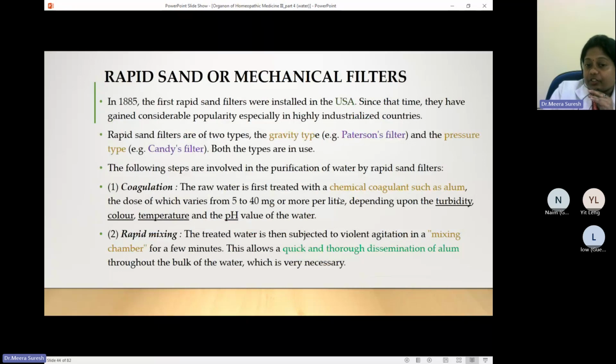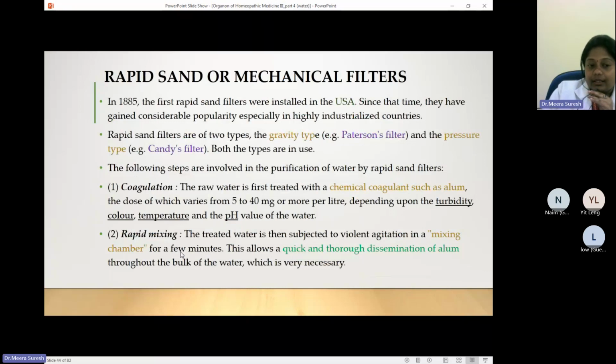The raw water is first treated with alum. The dose can vary from 5 to 40 milligram per liter. You don't have to remember this value, and this value will change depending upon the turbidity, color, temperature and pH of the water. So anyway, the first process is mixing the water with the alum.